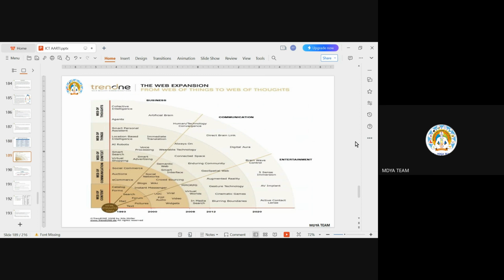Yes, it is an emotional web. Web 5.0 is the emotional web. Got it.